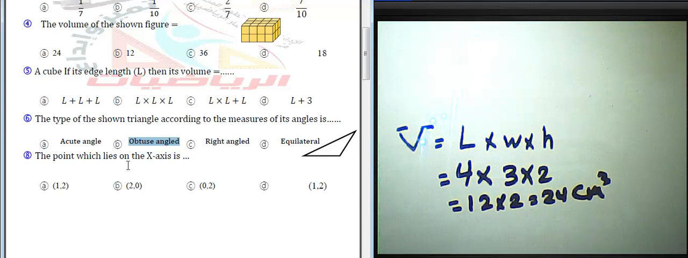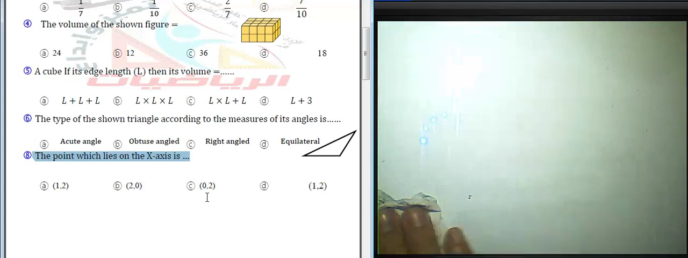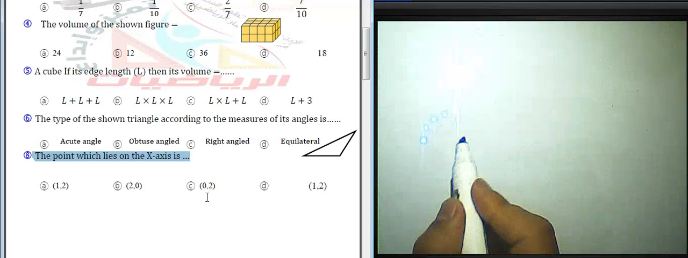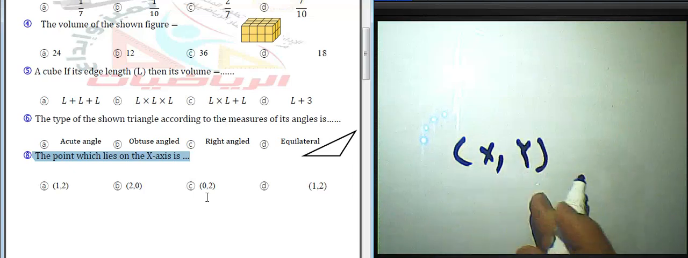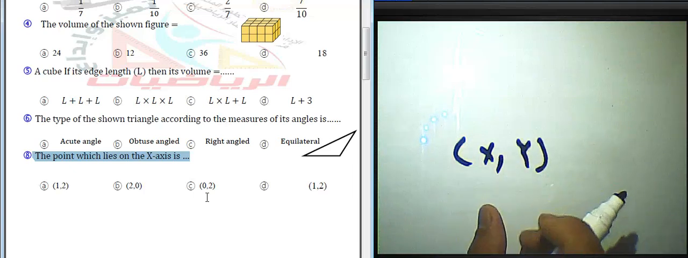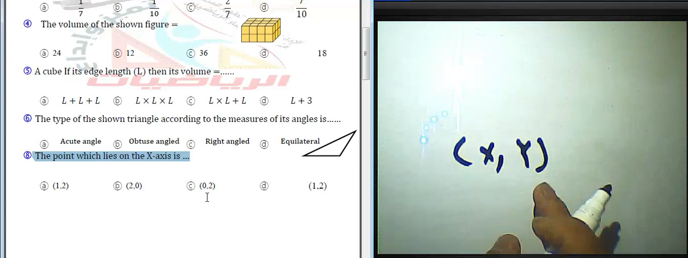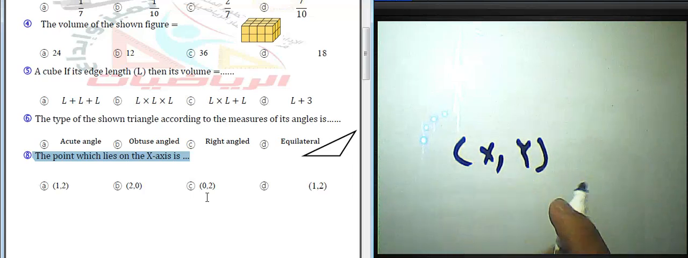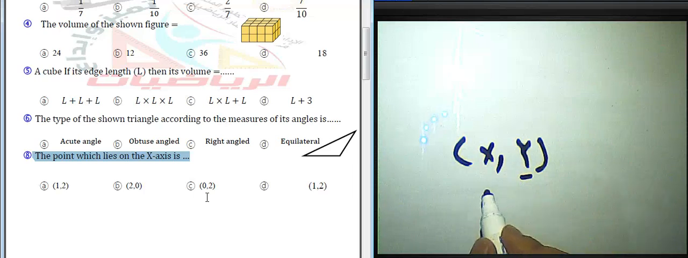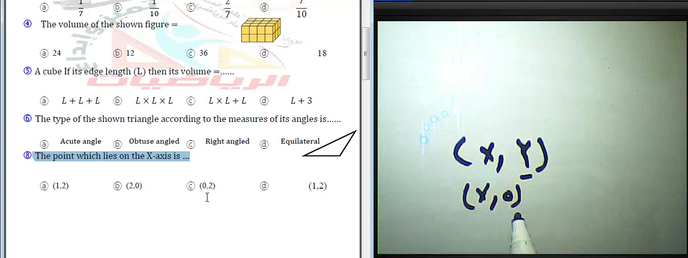Question 8. The point which lies on the x-axis equals what? Lies on the x-axis, it means y equals 0 in the coordinate. In any ordered pair, the first coordinate we call x, and the second coordinate y. If this point lies on the x-axis, the second coordinate here must equal 0. Then the point must be x and 0 if this point lies on the x-axis.